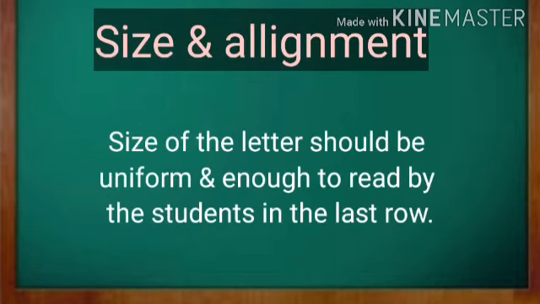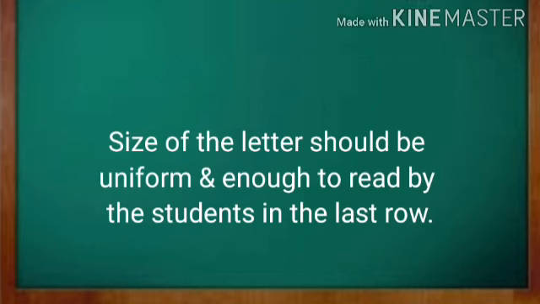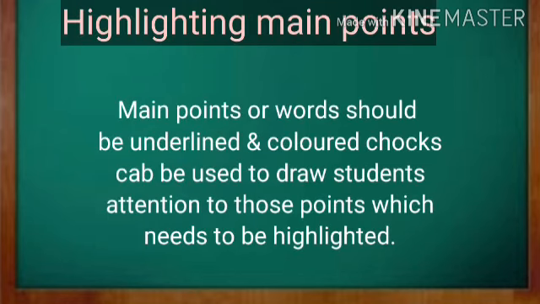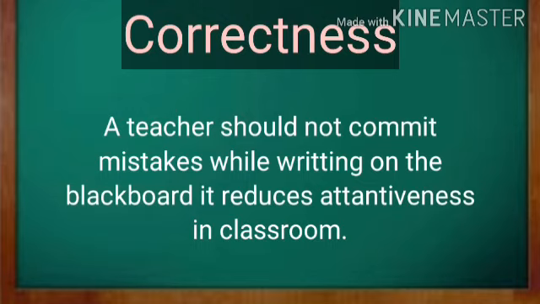Second, size and alignment. Size of the letters should be uniform and large enough to be read by the students in the last row. Third, highlighting main points. Main points or words should be underlined. The colored chalks can be used to draw students' attention to those points which need to be highlighted. Fourth, correctness. A teacher should not commit mistakes while writing on the blackboard. It reduces attentiveness in the classroom.